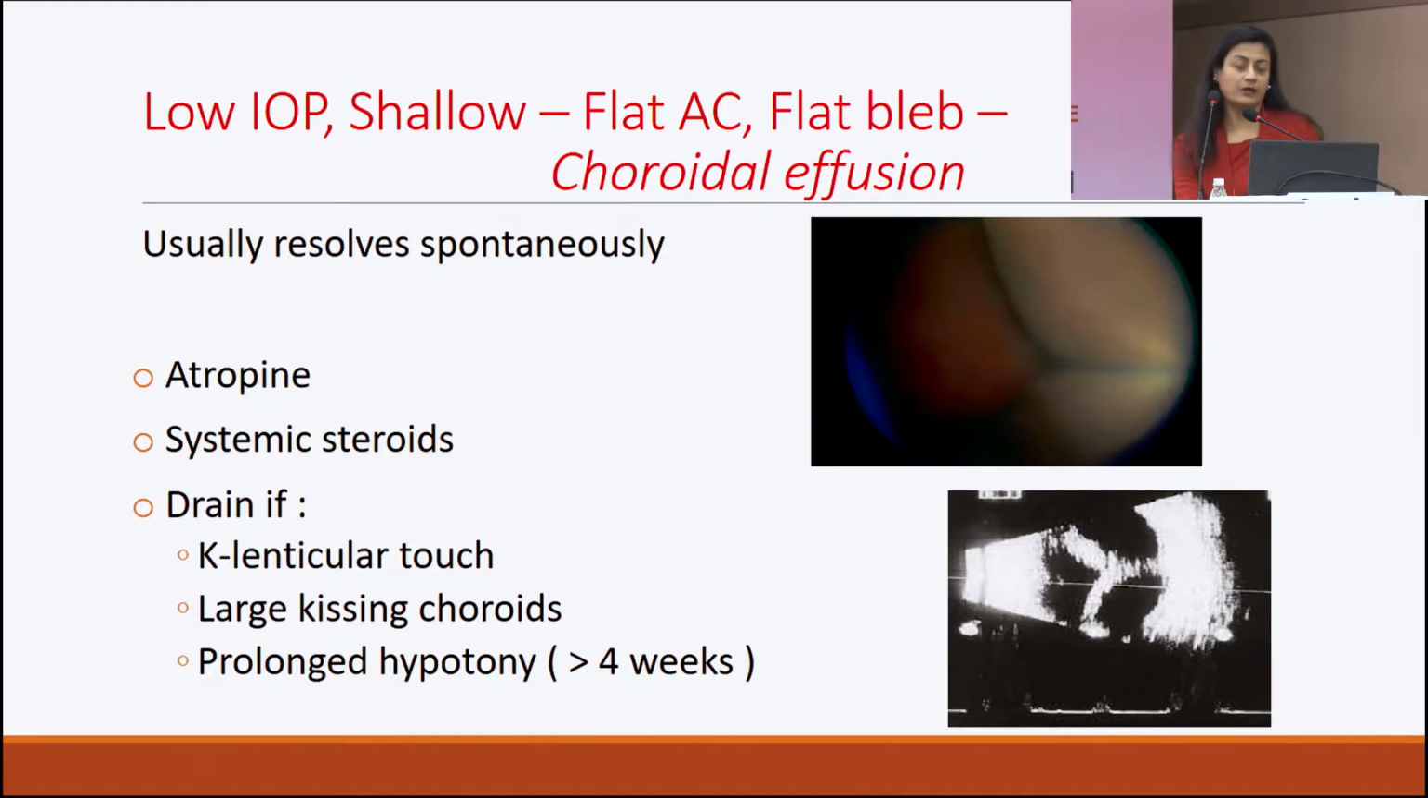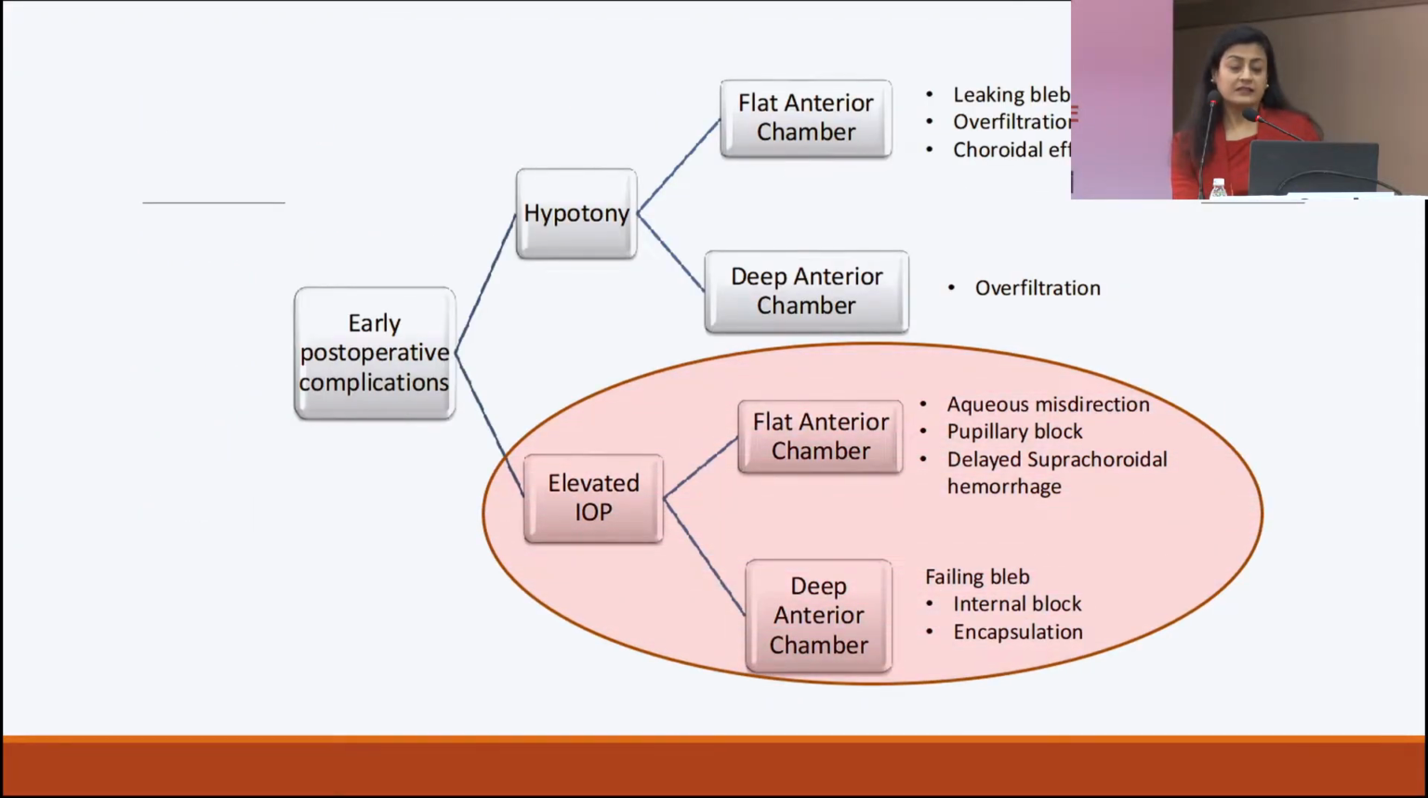So difluprednate does help in these cases. Drainage is rarely required with the choroidals. The second scenario is the elevated intraocular pressure. With a flat AC, it could be malignant glaucoma, pupillary block if your iridectomy is not adequate, or a delayed suprachoroidal hemorrhage. But because of constraints of time, I would just focus on the other aspect which is more critical and important, that is elevated intraocular pressure with a deep anterior chamber, which are signs of BLEB failure.